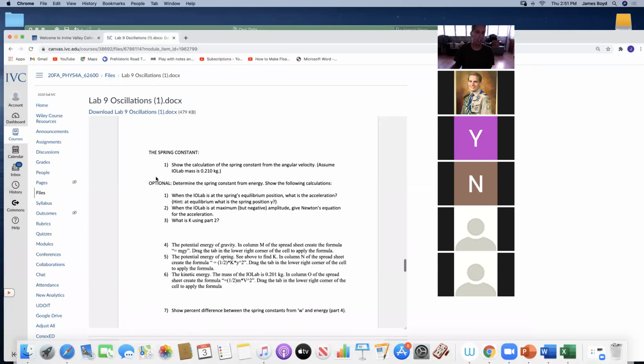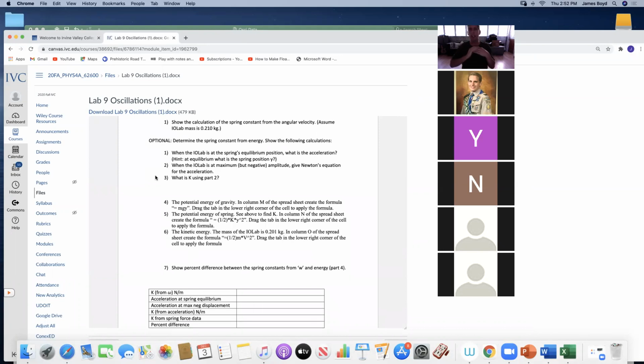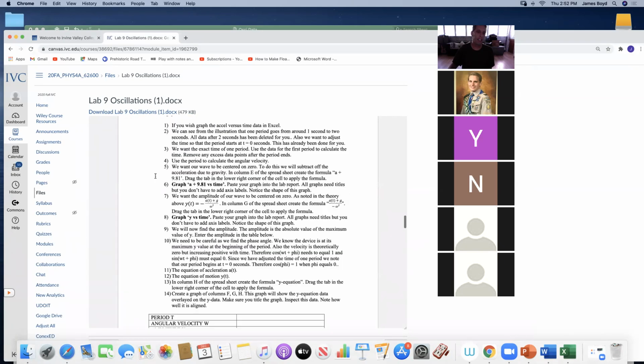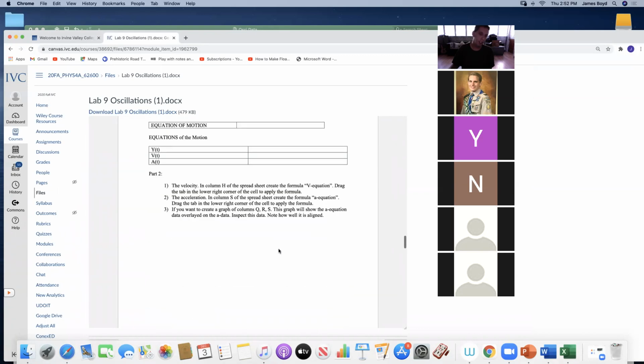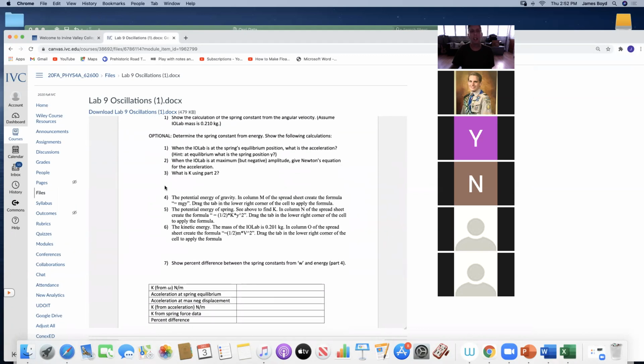But that's what this next part is. And this next part is totally optional for you. It's for those who want to just play around and explore. We know that the energy for the iOLab at any time should be mgy plus mv squared over 2 plus kx squared over 2. So what I suggest, if you want to do the optional part, is create a column of the potential energy, a column of the kinetic energy, and a column of the spring energy. And when you do that, compare those and look.